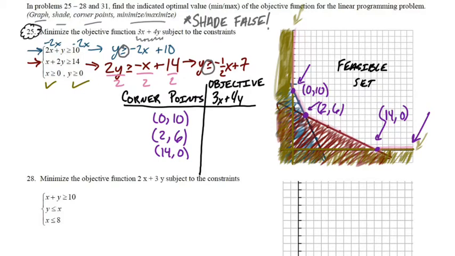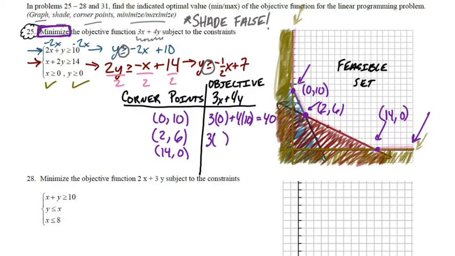Okay, we need to plug each one into our objective function to see which one gives us a minimum value. Our goal is to minimize the objective function. So if we plug in 0, 10 into 3x plus 4y, 0 for x, 10 for y. Let's see. 0 plus 40, that's 40. Okay, not bad.